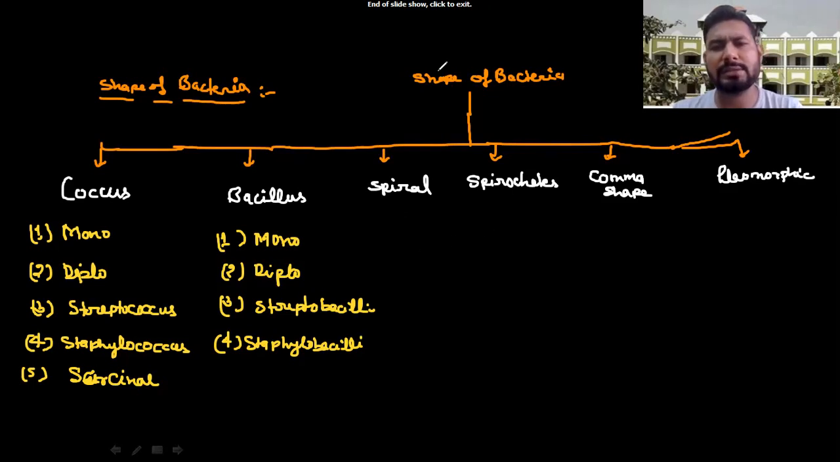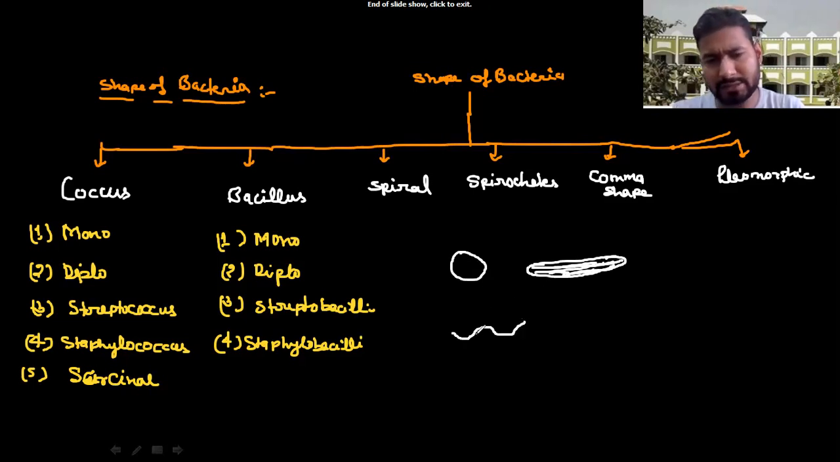If we are talking about coccus, it means spherical shape bacteria. Coccus represents the bacteria which have the spherical shape. Second one is the bacillus shape bacteria. Bacillus looks like a rod shape. So this is called the rod shape bacteria. Next is the spiral. Spiral means this is the spiral bacteria. If we check the shape of this bacteria, it will be like that, spiral shape.